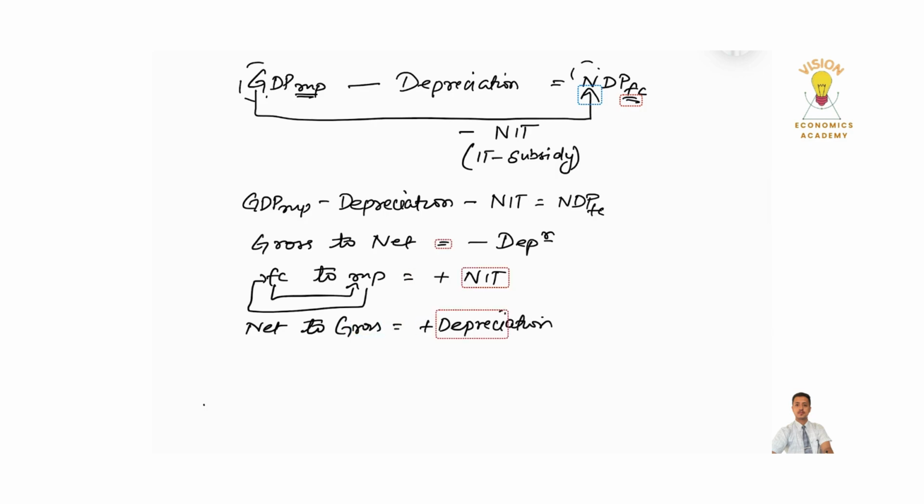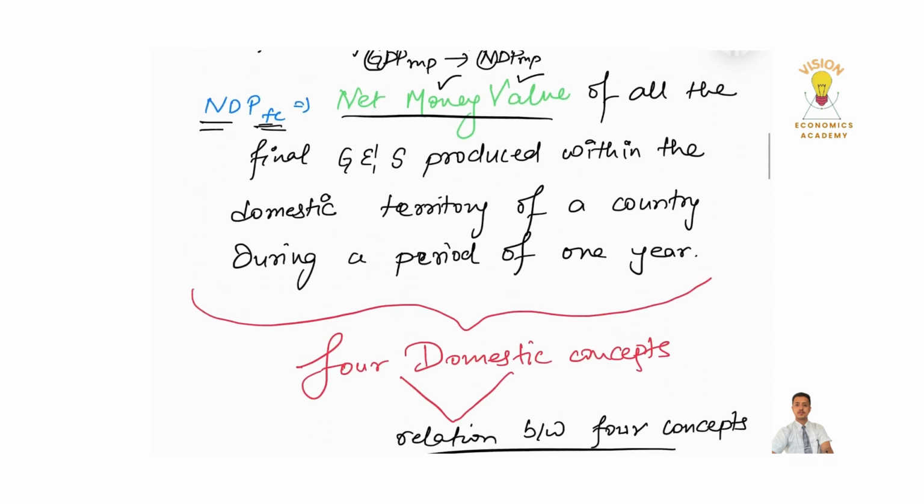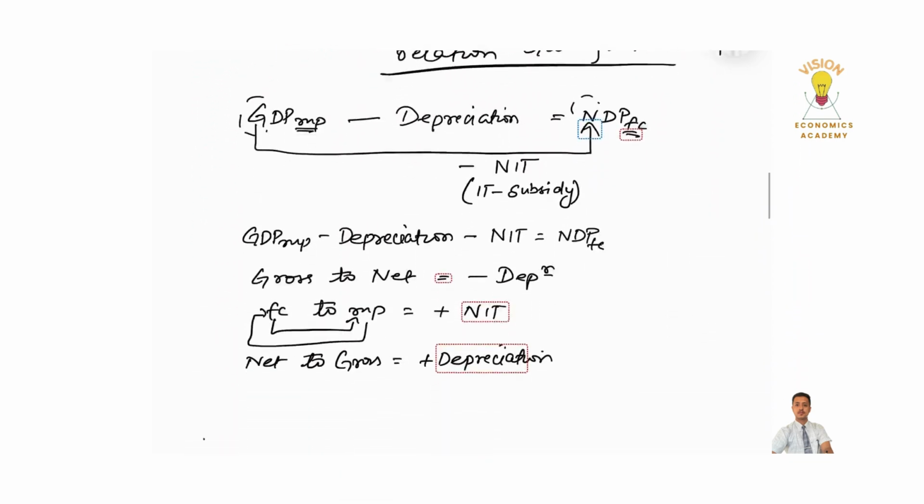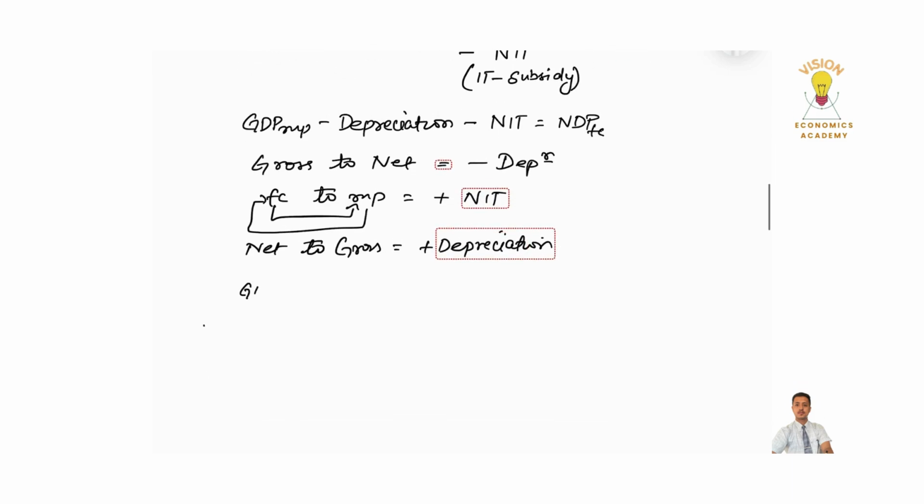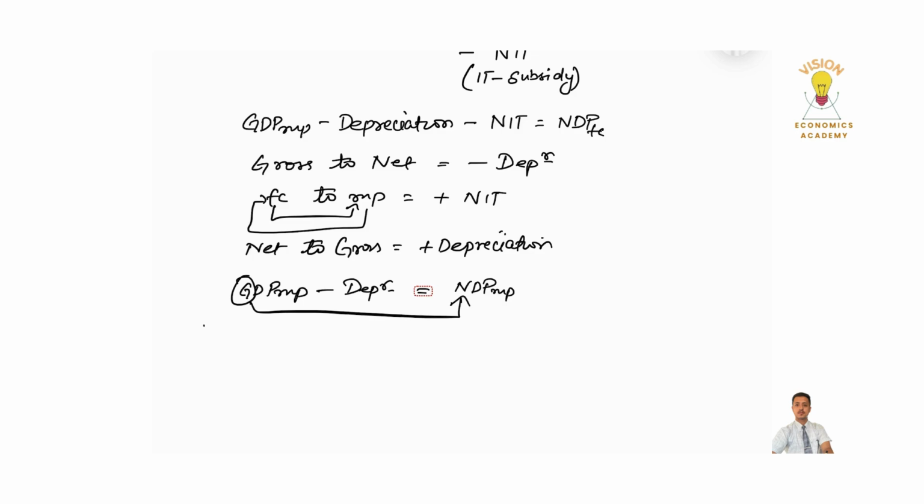So from GDP MP, if we want NDP MP, it is just minus depreciation, which will give us net.